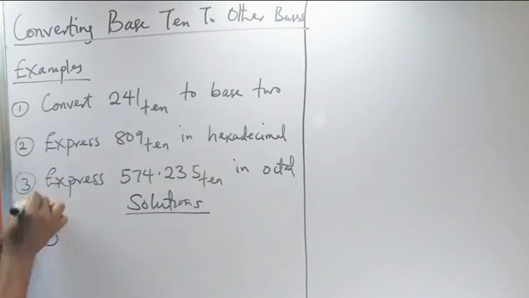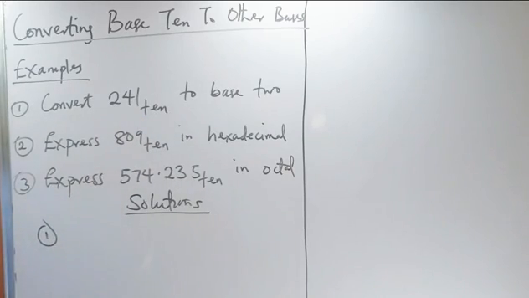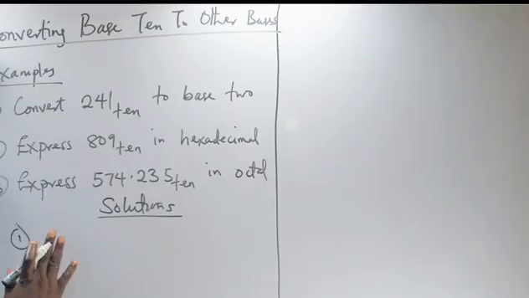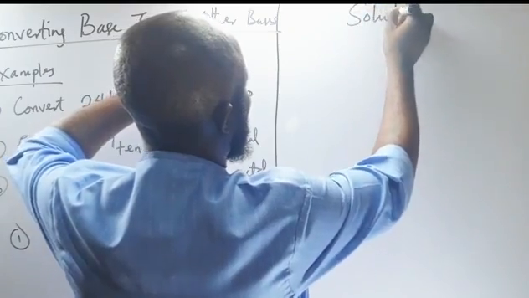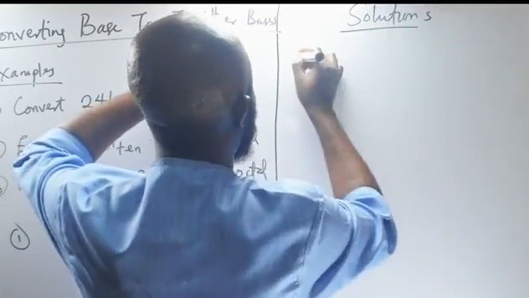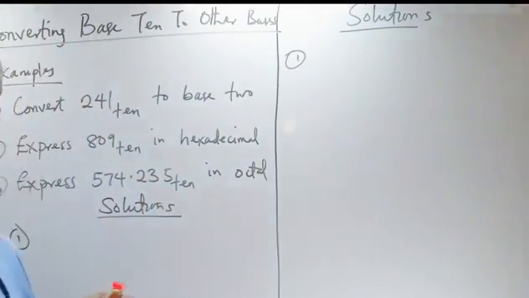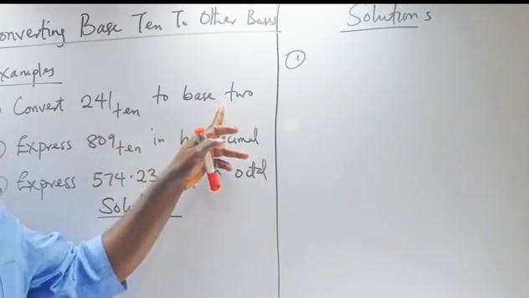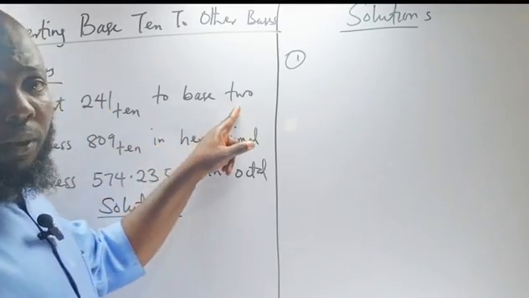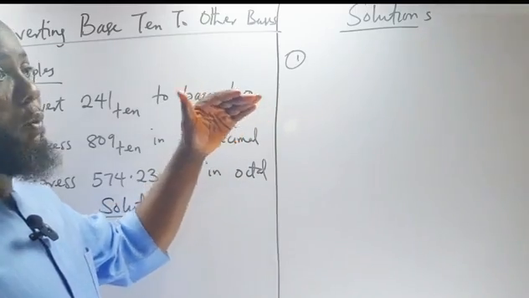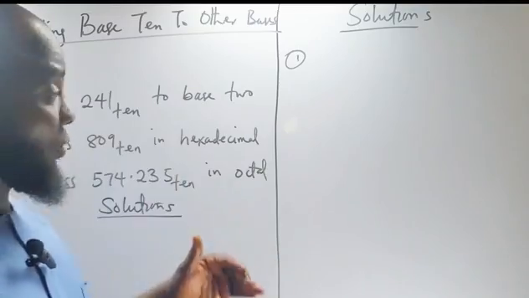We are converting this. The rule is this. Solutions. The first one is 241. Because we are converting to base 2, we are going to use 2. We are going to make use of what we call repeated division. We use repeated division to solve this.